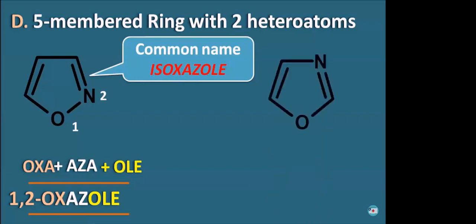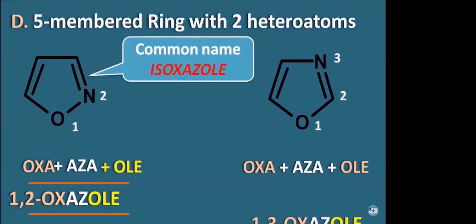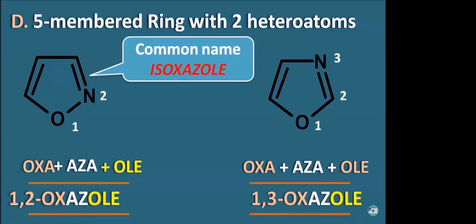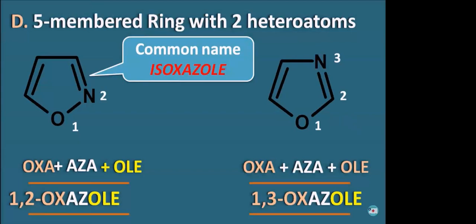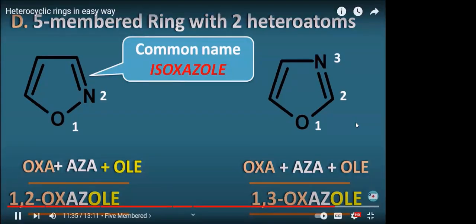If we see another related ring like this, now here oxygen is present at the first position, whereas nitrogen is present at the third position. So this is again oxa plus aza plus 4, with the first and third positions having oxygen and nitrogen. So this is the 1,3-oxazole. This 1,3-oxazole is commonly known as oxazole. Oxazole is the ring where heteroatoms are present at the first and third position, but in the isoxazole, they are at the first and second position.